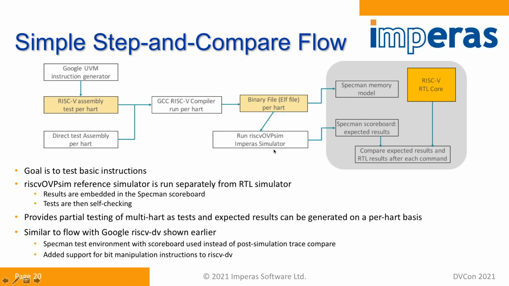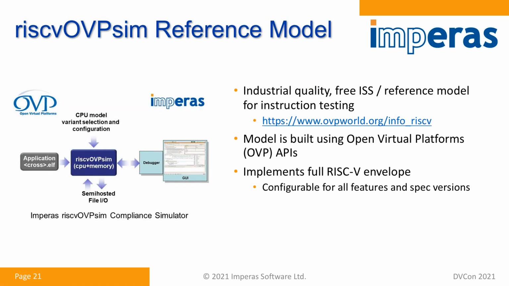So this again is used for just verifying the basic instruction functionality. Nothing really complex going on here. The RISC-V OVP sim reference model that's used has been available for nearly 2 years in the industry. Imperas has made this available. It's a high quality, free instruction set simulator. Just download it off of GitHub. It implements the full RISC-V envelope, configurable for all features and spec, but it doesn't handle the custom instructions.